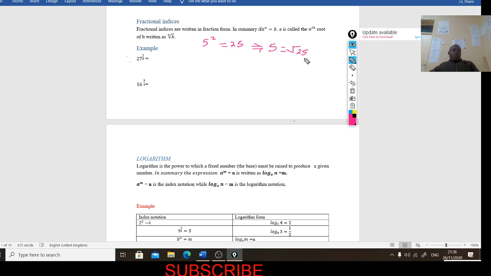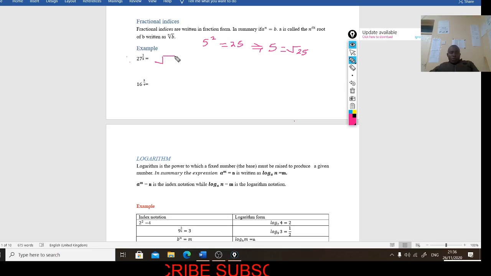5 equals the square root of 25, and that is true. 5 equals the root of 25. So that is what we mean: if a to the power of n equals b, then a is the nth root of b. So for instance, if you are given 27 to the power of a third, this means we find the cube root, because remember, root is like a half.